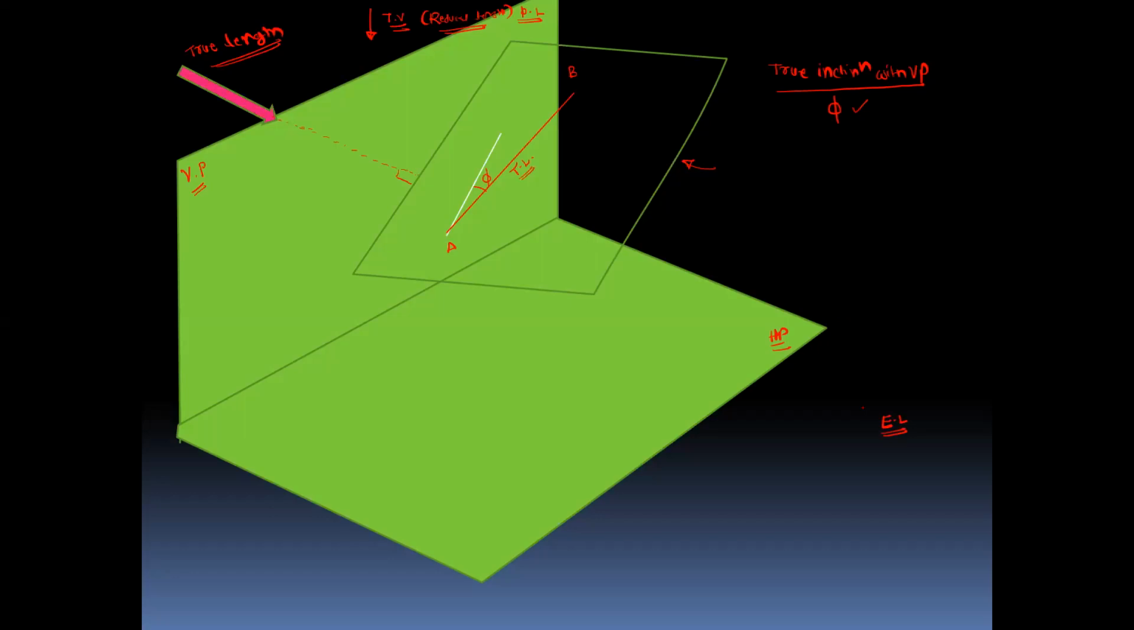Now we have got the concept of how we can observe the true inclination with the HP, that is theta, and the true inclination with the VP. We just have to imagine a plane which is passing from the AB, which is perpendicular to the VP, and try to observe the perpendicular direction to the imaginary plane. So now how to draw the projection on the two-dimensional plane or a drawing paper?